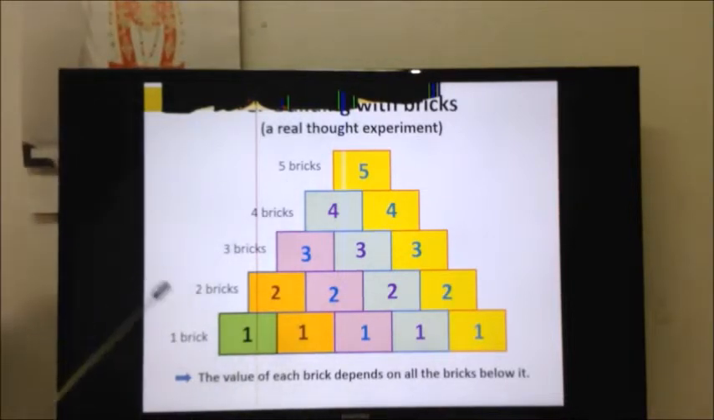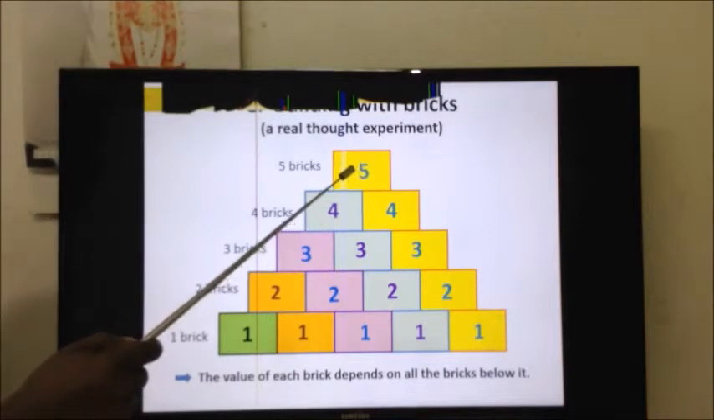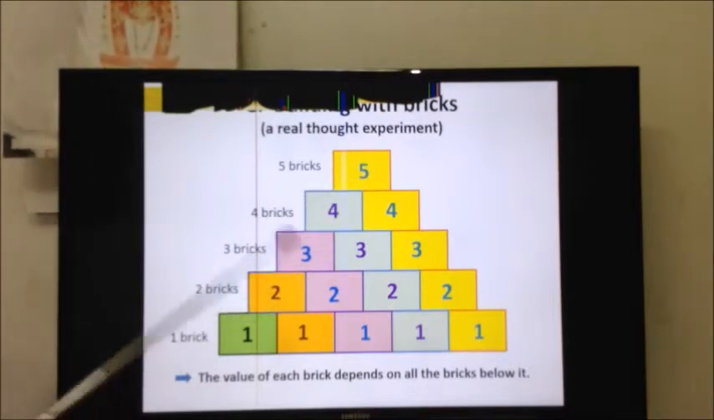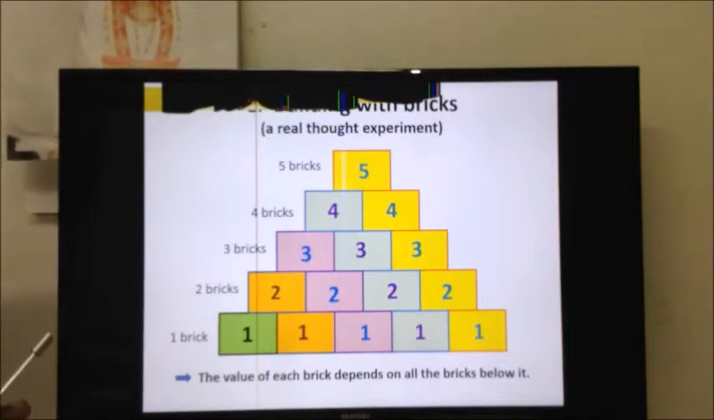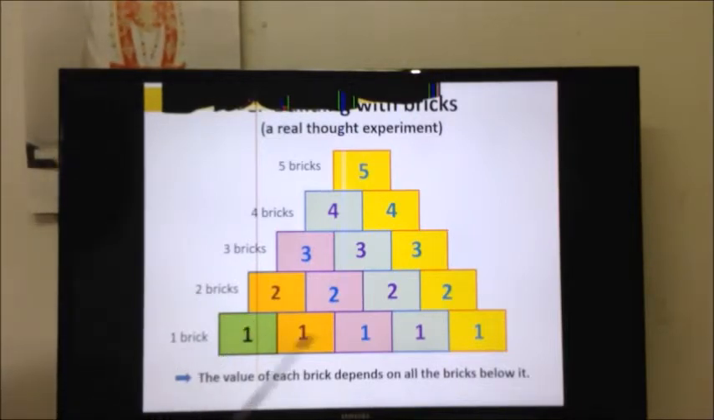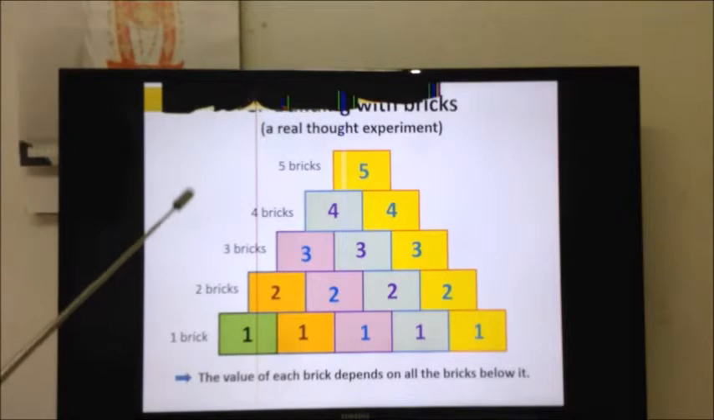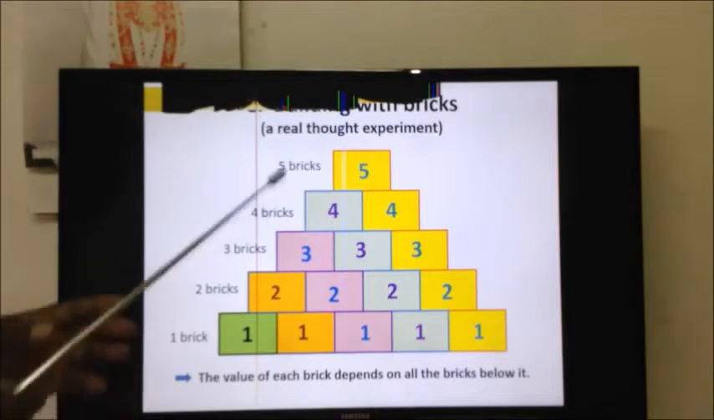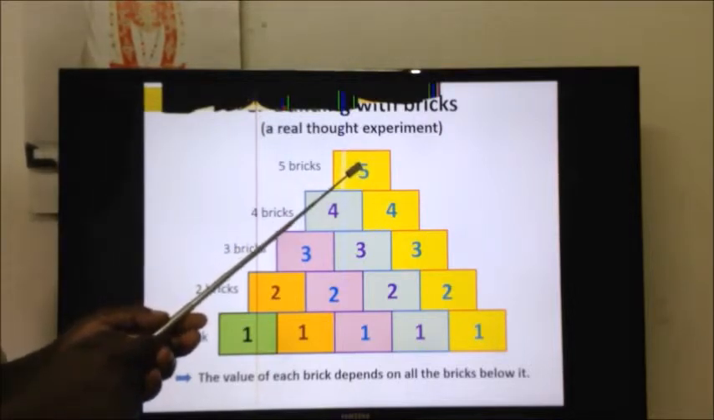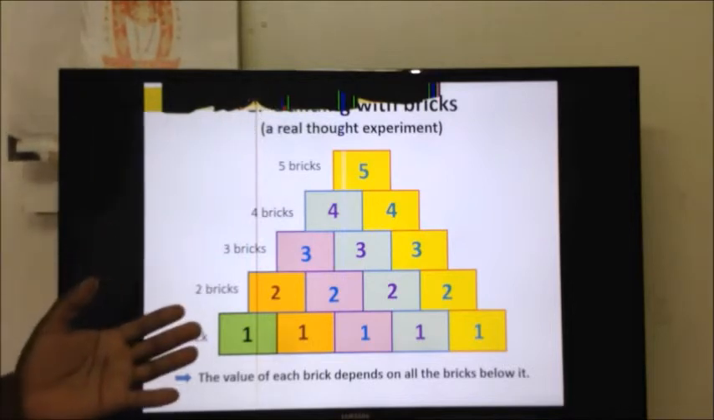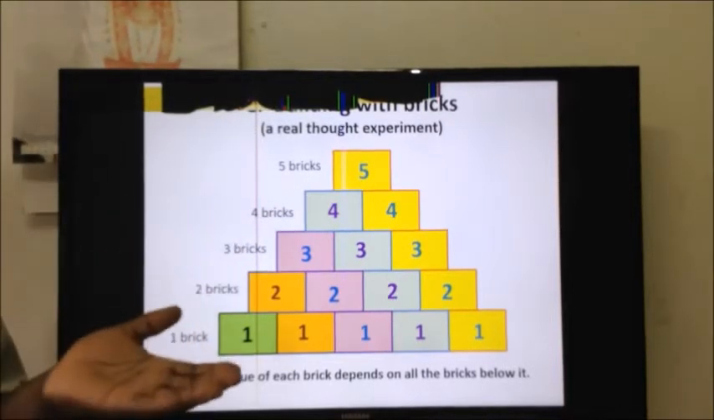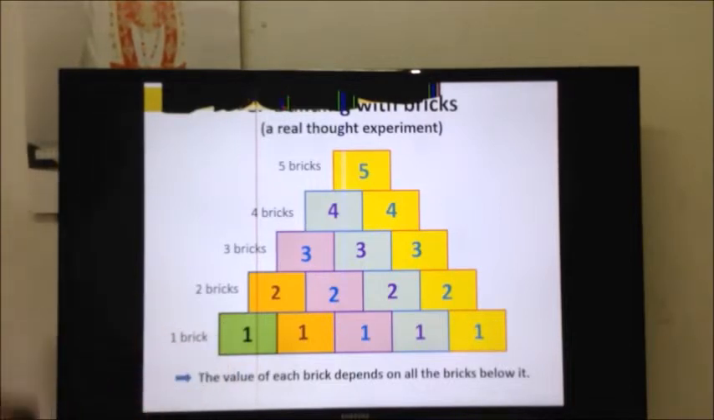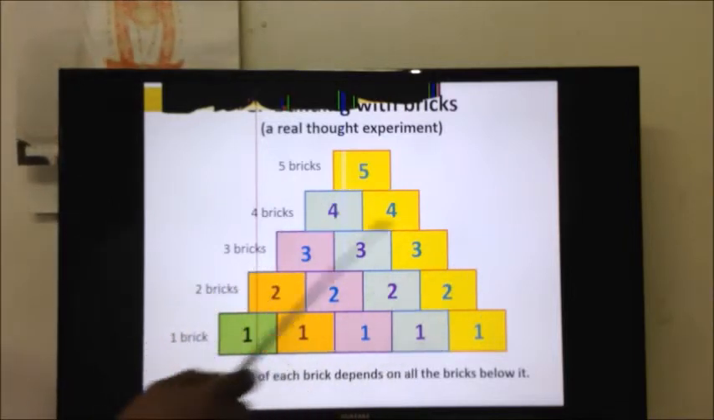For example, if you consider number 5 here, number 5 brick is sitting on how many bricks? You get 5 plus 4 plus 3 plus 2. That's 14 bricks. So the value of 5 here is not 5. Because we used to know 5 is 5. No. The value of 5 here depends on all these bricks below it.